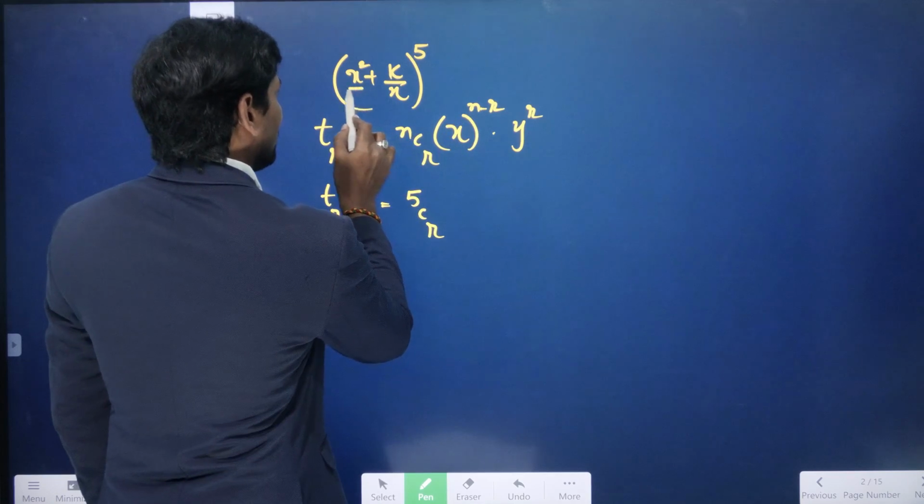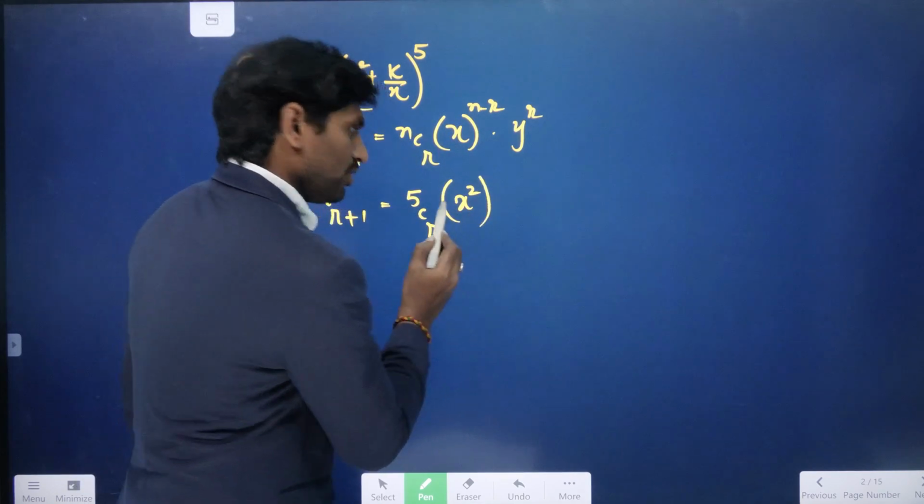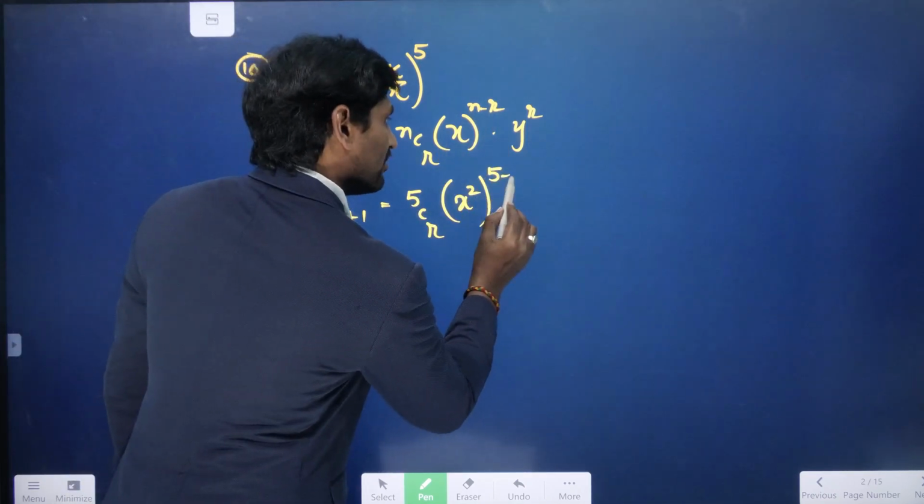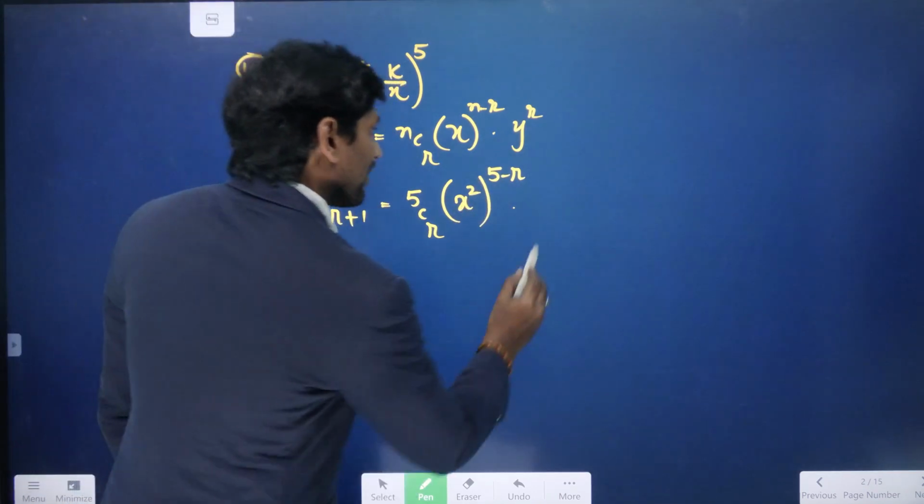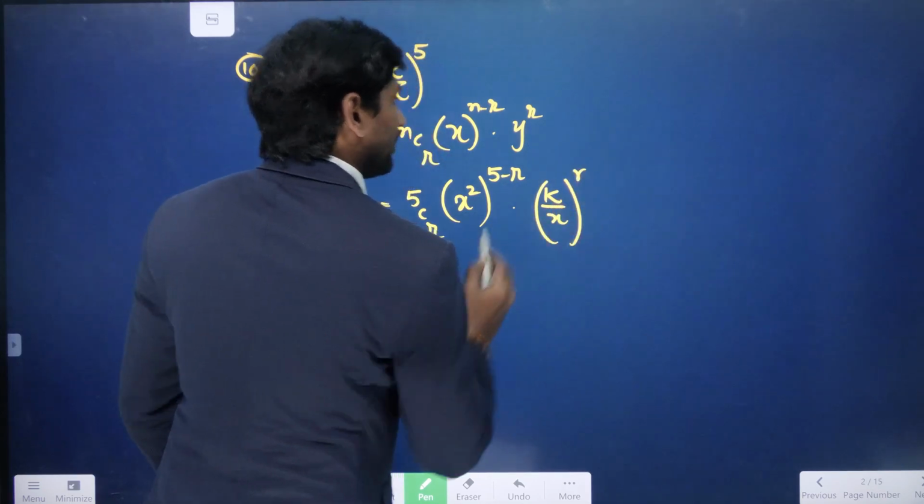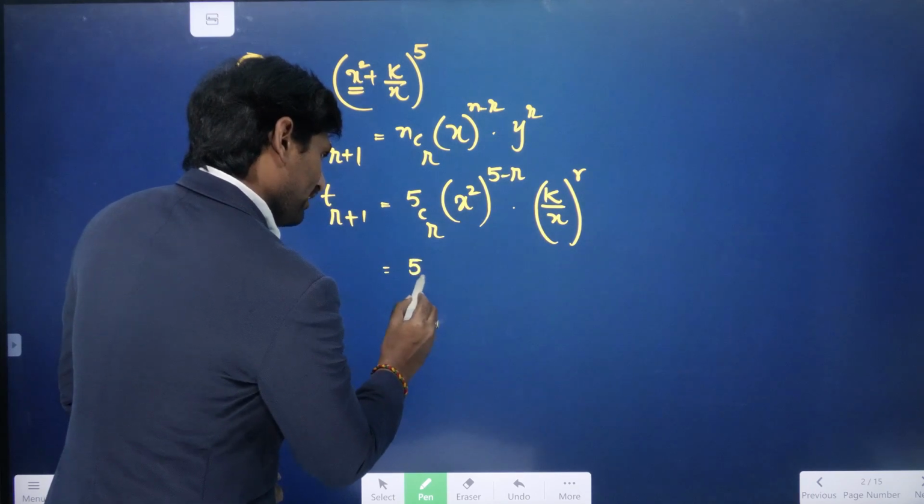X is nothing but the first term, that is x square. So in the place of x we should write (x square) whole to the power of n minus r. That means the n value is 5, so 5 minus r, into y power r. What is the value of y? The y value is nothing but (k by x) whole power r. Okay, that equals 5Cr.